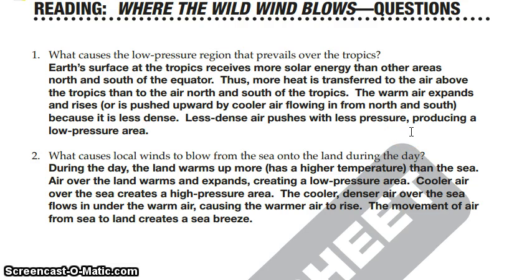With the second question, what causes the winds to blow from the sea onto the land during the day? During the day, the land warms up more, has a higher temperature than the sea. Air over the land warms, expands, creates a low pressure area, and the cooler air over the sea creates a high pressure area. The cooler, denser air over the sea flows under the warmer air, causing the warmer air to rise. The movement of the air from sea to land creates the sea breeze, like we looked at with the diagrams earlier.